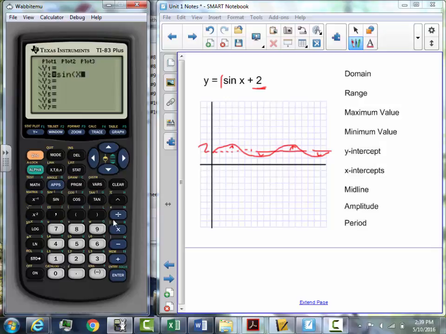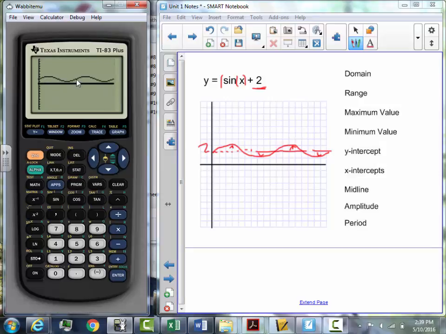Sine of x. By the way, close the bracket. And then at the very end, add 2. Make sure you close off that bracket. It makes a difference. Mine's at 720 still. Is that bad? Yeah, mine's still going to 720 as well, right? Okay. That's why I drew this thing in here twice.